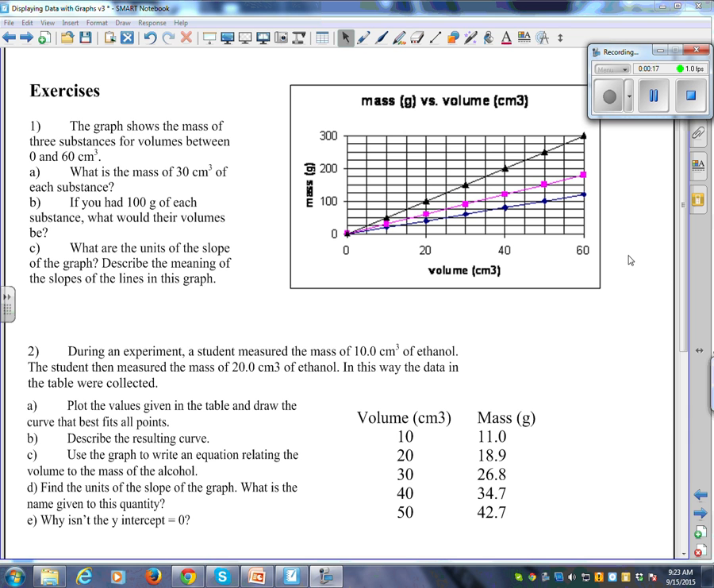30 cubic centimeters, right? So 30 would be like right there. So you should have said, that's 100, so each one's 25, right? So about 60. Now, what if you wrote 58? Is that okay? Yes, of course.